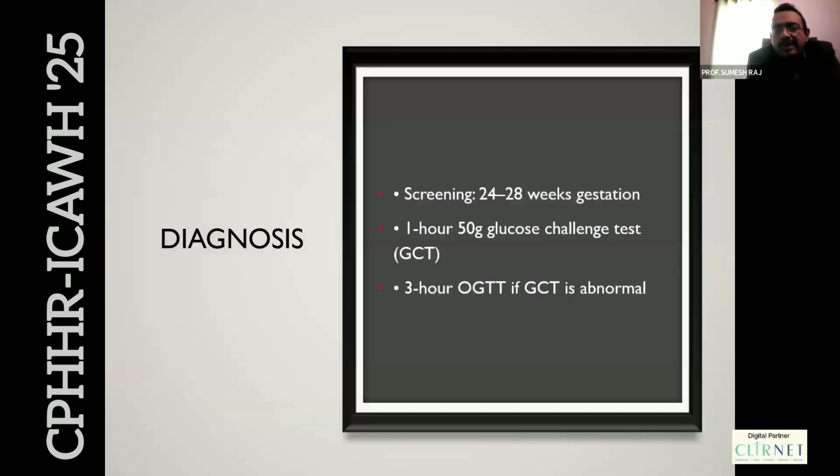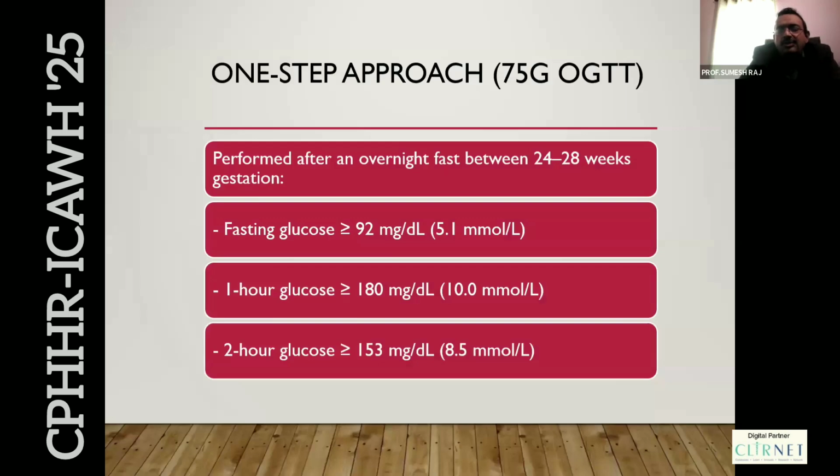Now, how to diagnose gestational diabetes? There is a routine screening where the patient is screened for gestational diabetes between 24 to 28 weeks of gestation. The age-old glucose challenge test, where you measure the 1 hour glucose after a 50-gram glucose challenge, or a 3-hour OGTT if the glucose challenge test is abnormal. So it can be done as a single approach or a two-step approach.